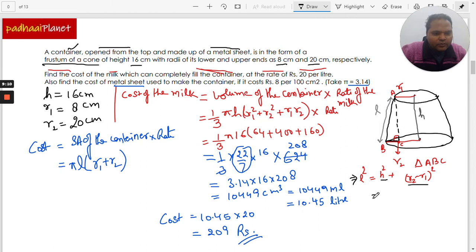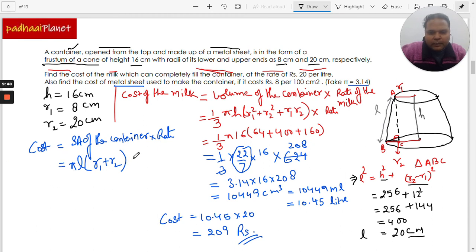So let's put the values here. So this is like 16, so this becomes 256 plus R2 minus R1. So that makes it 12, right? So this is like 12 square. So this is like 256 plus 144. So that makes it 400. And finally L is equal to 20 centimeter, right?